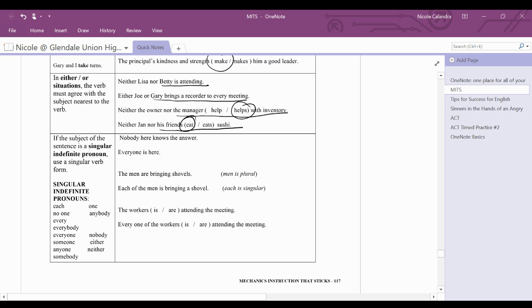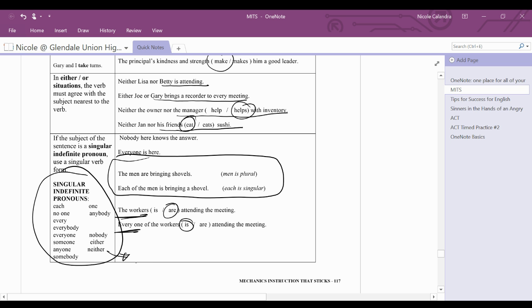Each of the men is bringing a shovel. So here's an example of when it's indefinite, right? The workers are attending the meeting, okay, because that is definite, the workers. But if we have every one of the workers is attending. Okay, so if it's an indefinite pronoun, it's going to be a singular verb.